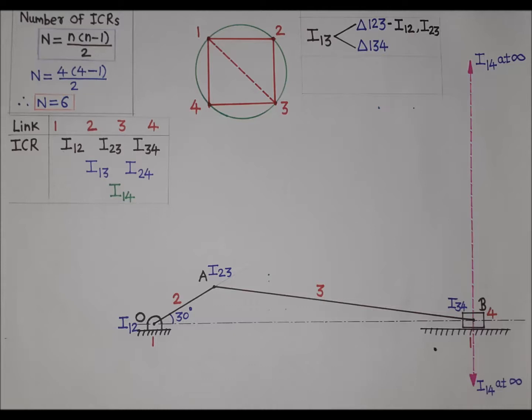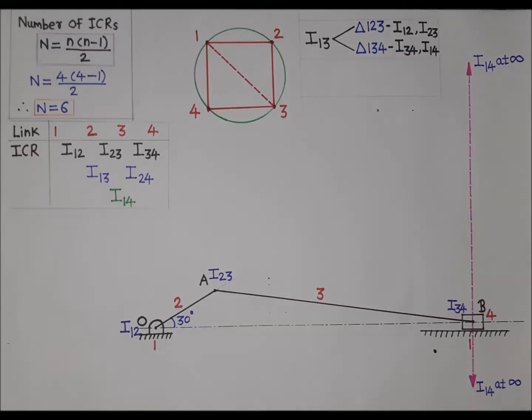Now we will focus on other triangle 134. In triangle 134, link 1, link 3 and link 4 is involved. For these 3 links, possible ICRs or possible combination of two bodies or links will be 3. That is I13, I34 and I14. Out of these 3 ICRs, I13 is already written. Hence, we will write remaining 2 ICRs, that is I34 and I14.